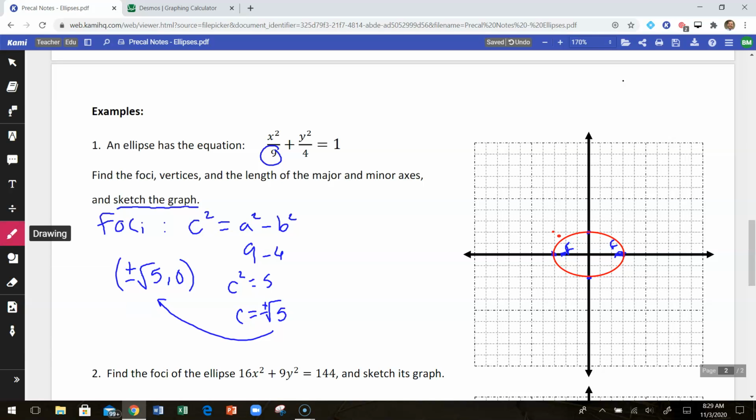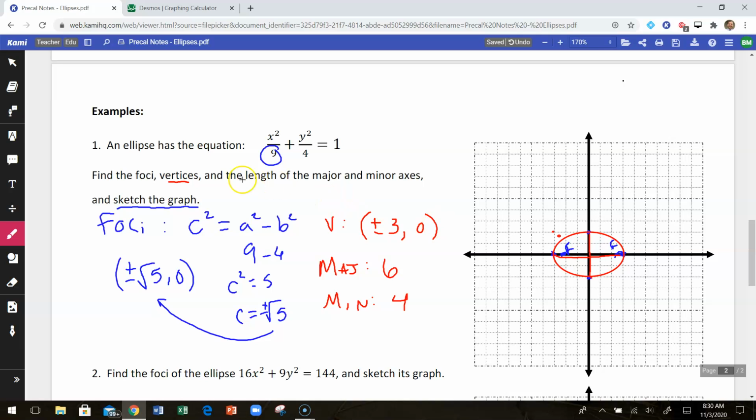The vertices, the rest of this is pretty easy. The vertices are the coordinate points on the end point of your ellipse where it's stretched the most. So it's stretched most in the x, and those endpoints are positive and negative 3. The length of the major axis is the total length of this axis that we have stretched here. That total length is 6. I went out 3 in each direction, and the length of the minor axis would be the length here, which would be 4. Okay, so all that information is pretty easy to find.